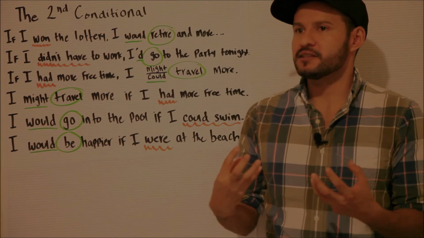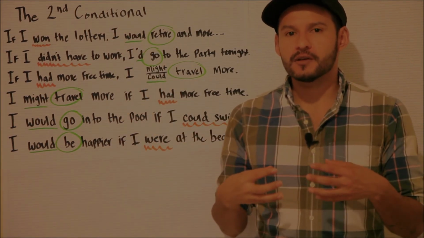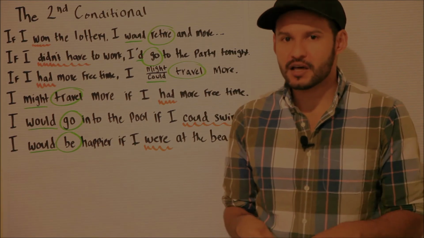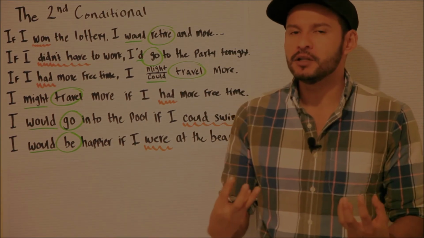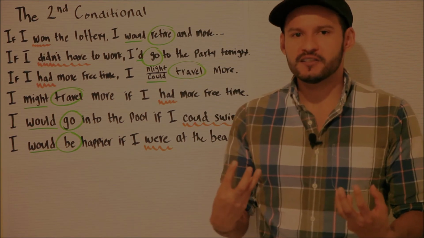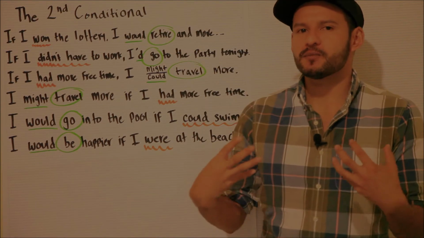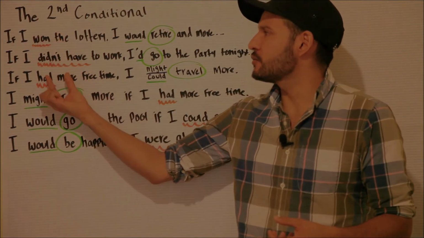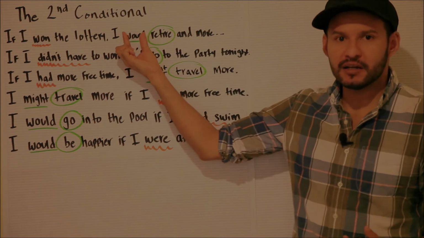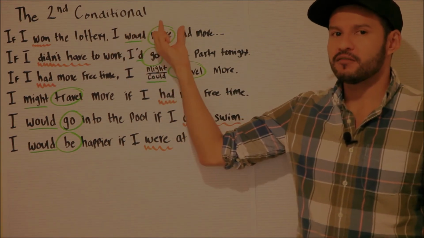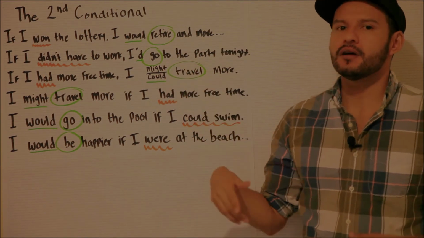And basically that's it. That's the second conditional. We use it to talk about situations in the present that are the opposite of reality, so that are impossible, or at the very least, very, very unlikely. And we express that by using a verb in the simple past in the condition, and then using typically would with a verb in the base form in the result, although might and could are also possible.